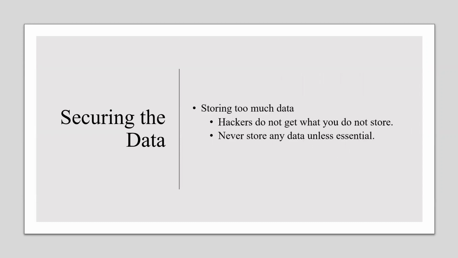Right. So next one is storing too much data. Hackers cannot get what you do not store, so never store any data unless essential. For example, if you only need the credit card authorization code for recurring billing, there is no reason to store the entire credit card number. This is particularly important when it comes to personally identifying information such as social security numbers and birthdays, and other information that could be considered private, such as user's history. So unless you need the data for an essential function, do not store it.